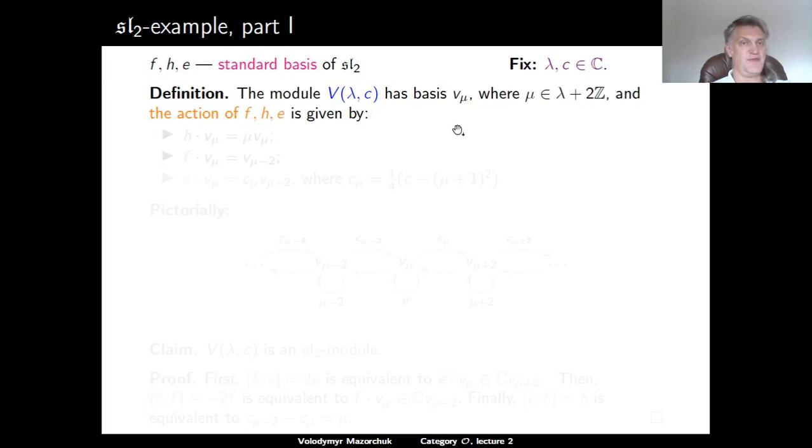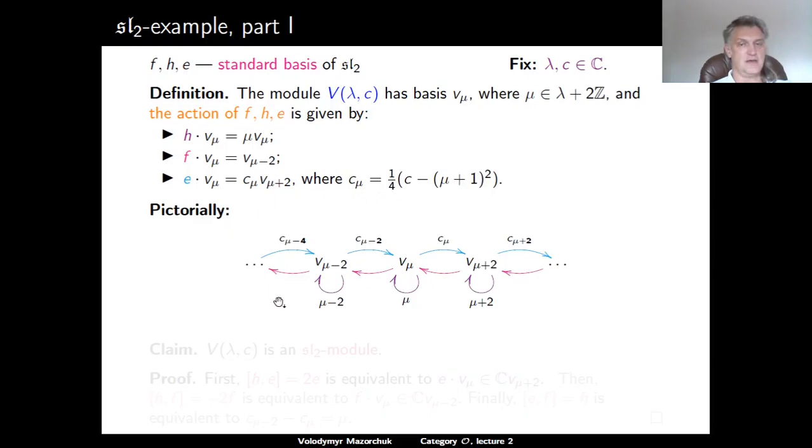And in this basis, define the action of our elements of SL2 in the following way. Each basis element v mu is an eigenvector for H with eigenvalue mu. F shifts all v mu to v mu minus 2, so it shifts everything to the smaller value of mu. And E shifts each v mu to v mu plus 2 times some scalar. And the scalar c mu is given by the following expression. It's one over 4 times c minus mu plus 1 squared.